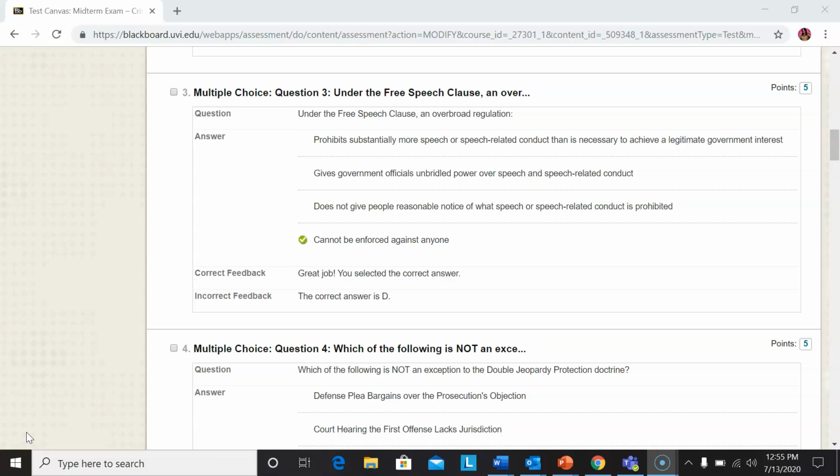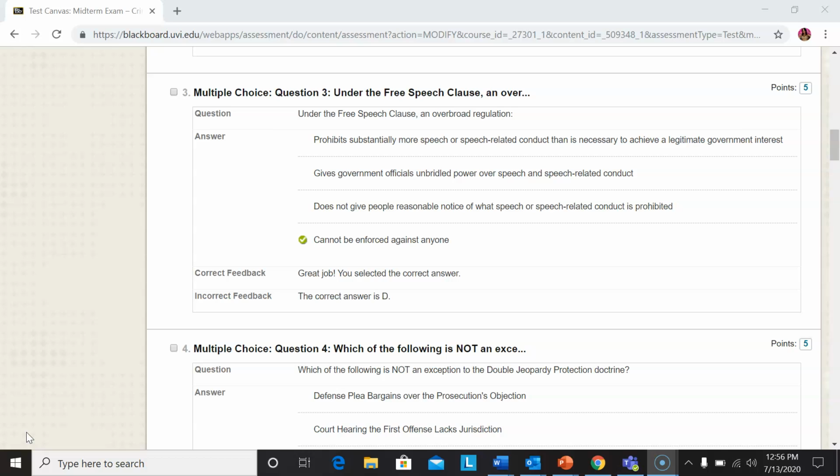Question 3. Now, this question, I received a lot of feedback from you all about, and one of your classmates and I even had a discussion about this, and I must commend him for contacting me and arguing his point. He believed, and many of you believed, that the correct answer should have been A, prohibits substantially more speech or speech-related conduct than is necessary to achieve a legitimate government interest. Now, that answer is incorrect. A is not the correct answer.